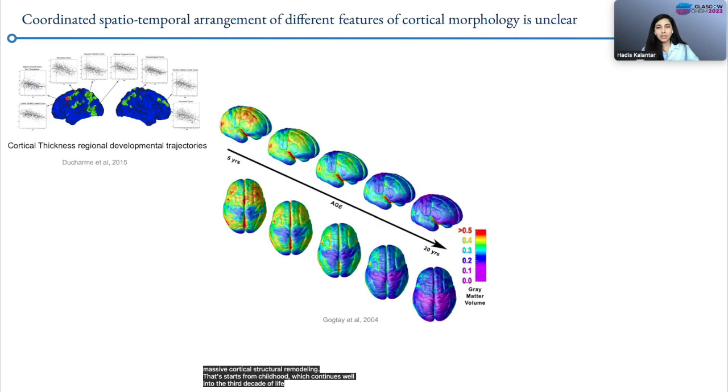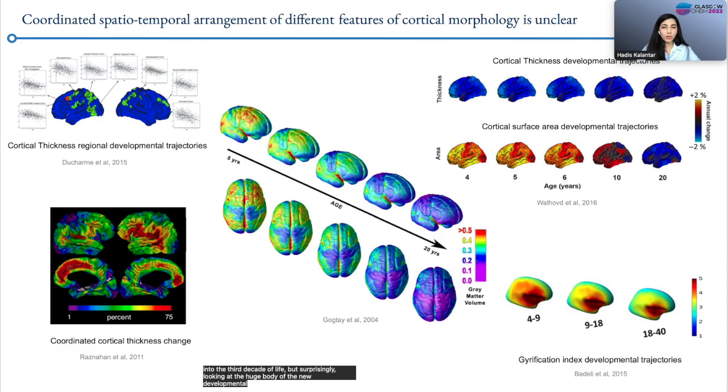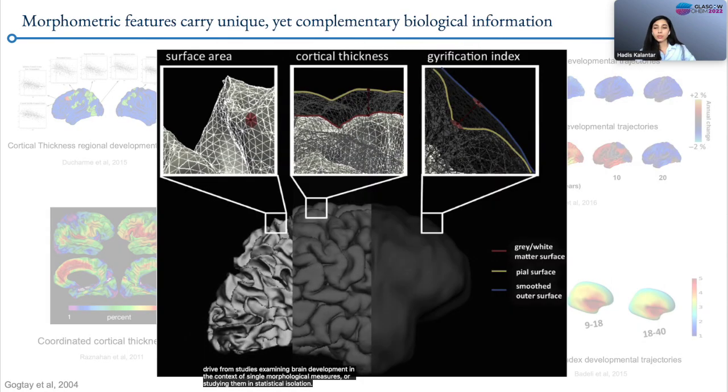But surprisingly, looking at the huge body of the neurodevelopmental literature, most of our understanding of brain development is derived from studies examining brain development in the context of single morphological measures or studying them in statistical isolation, while ignoring the intrinsic interdependencies between these measures, such as cortical thickness, cortical surface area, or cortical curvature metrics.